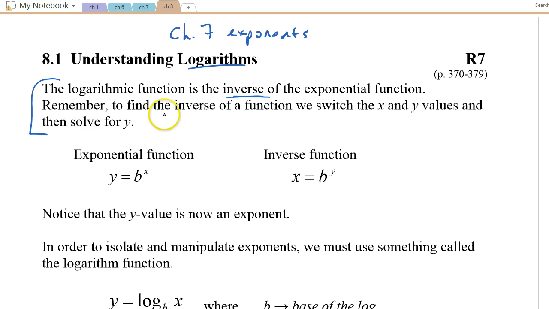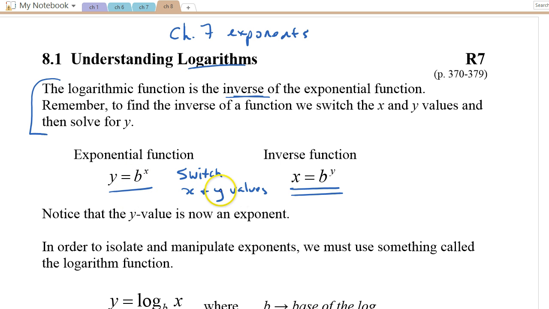It says remember, to find the inverse of a function, we switch the x and the y values and then solve for y. So if this is our initial function, let's say y is equal to some base b to the power of x, that is an example of an exponential function, and we took some time learning how to graph and solve questions using that. The inverse of this, we'll switch the x and the y. So this is the inverse version. These are not the same functions.